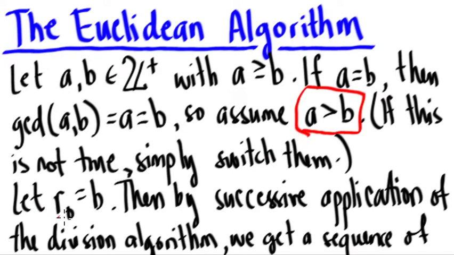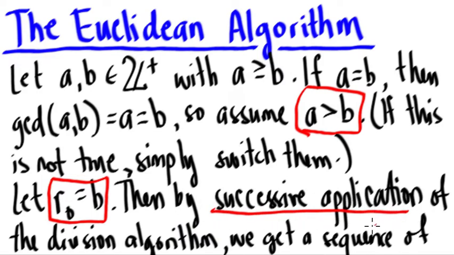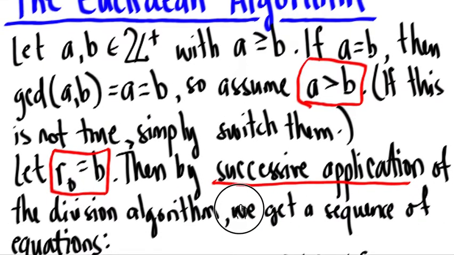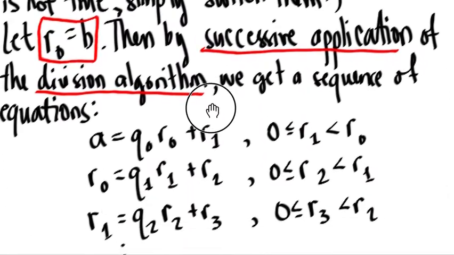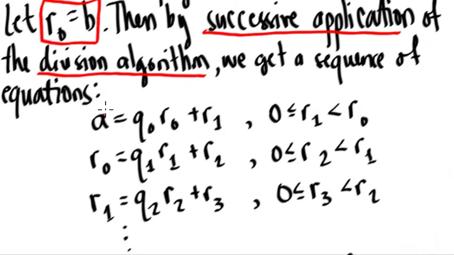And then we let r sub 0 equal to b. Again, we let r sub 0 equal to b, meaning the zeroth remainder is equal to b. Then, by successive application of the division algorithm, we get the following sequence of equations. We start with the original dividend, our a, and our divisor b, which is r sub 0. We will get a unique quotient and also a remainder.